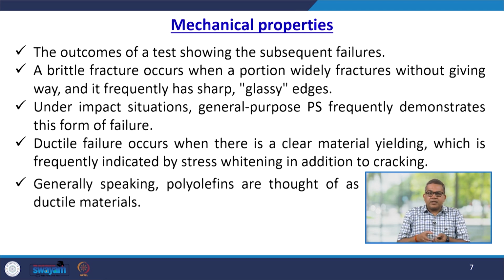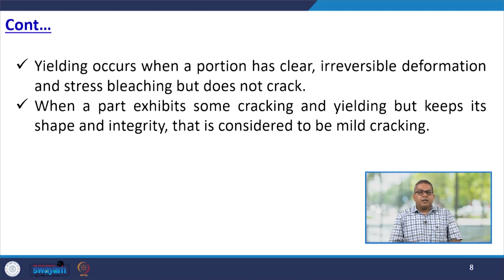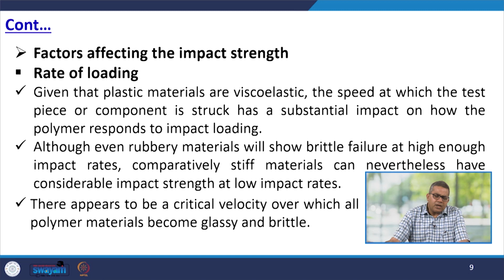Ductile failure occurs when there is a clear material yielding, which is frequently indicated by stress whitening in addition to cracking. So, generally speaking, the polyolefins are thought of as ductile materials. The yielding occurs when a portion has clear irreversible deformation and stress bleaching but does not crack. When a part exhibits some cracking and yielding but keeps its shape and integrity, that is considered to be mild cracking.